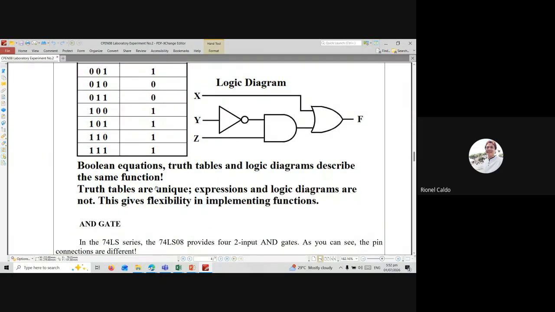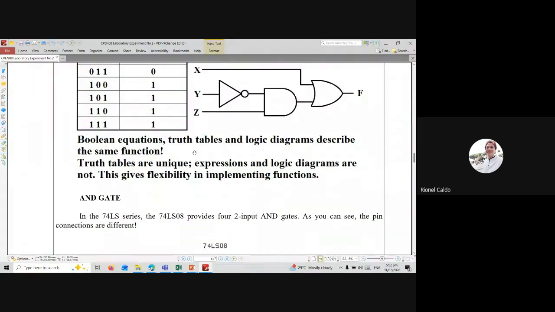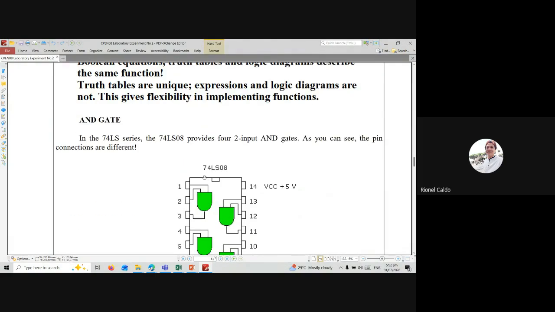So Boolean equations, truth tables, logic diagrams, basically they describe the same function. Truth tables are unique expressions and logic diagrams are not. So this gives us flexibility in implementing the functions. Kaya nga ang keyword dyan, dapat alam mo yung truth tables ng NOT gate, AND gate, at saka OR gate. Kasi kapag familiar ka doon sa kanilang operations, hindi ka na malilito kahit papahirapan ko yung circuit na ibibigay kong equation. So ito uli ay a short recap.